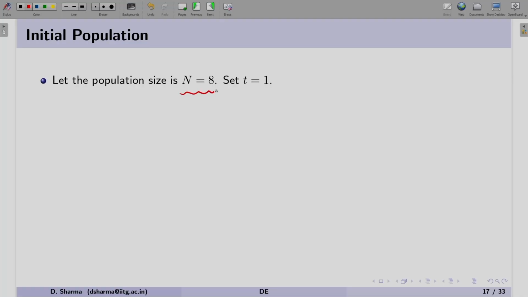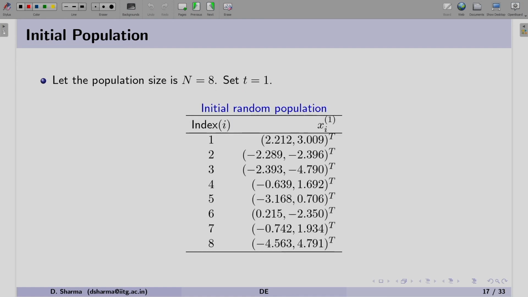So, we have to generate the initial population first. Let us assume that we have a population size of 8. As you remember, DE needs at least 4 members to start with. So, we are taking 8 as the number, and the generation counter is considered as 1. What we did is we created a random population, as you can see in the table, where the x1 and x2 values for each index i are generated between -5 to +5.